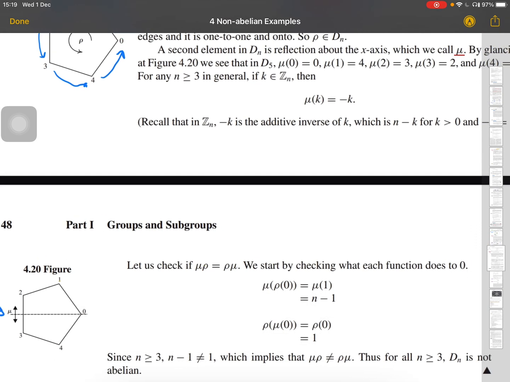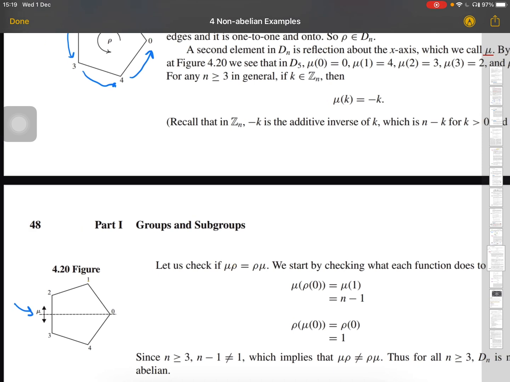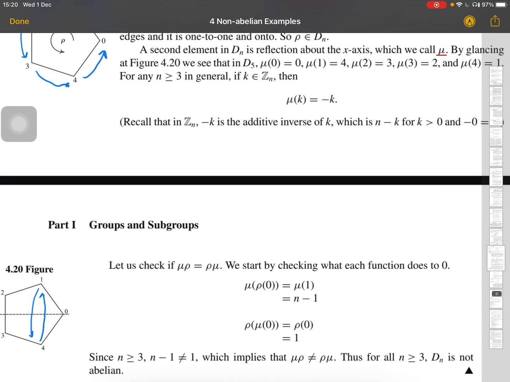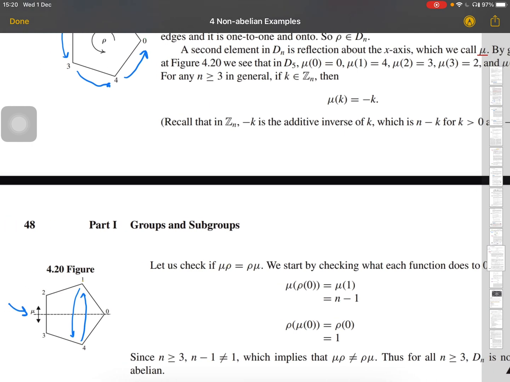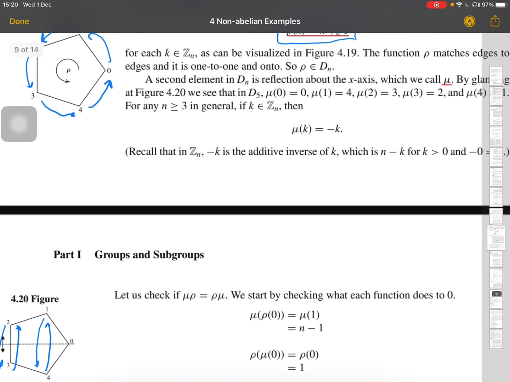So we see that in D5, mu of 0 is 0 itself, because on that axis, the reflection of 0 is on itself. The reflection of 1 will go to 4, and 4 will reflect to 1. 2 will reflect to 3, and 3 reflects to 2. Okay, so that's what it says here.